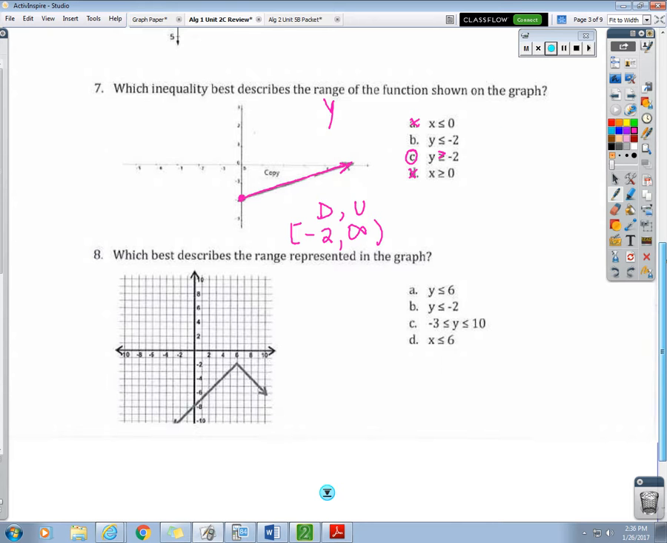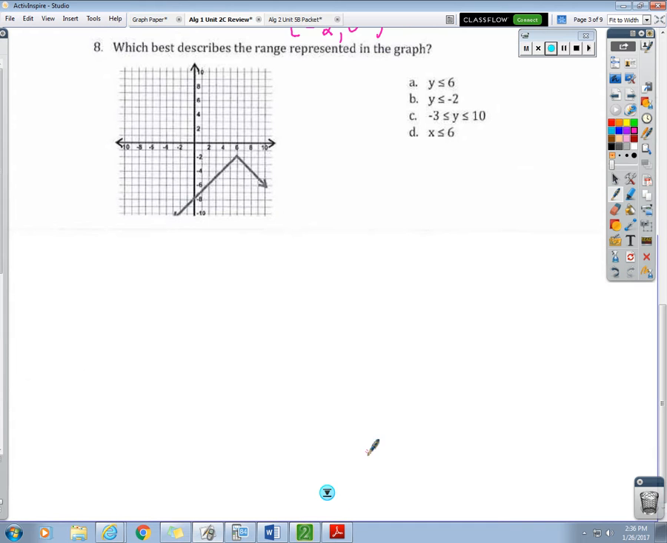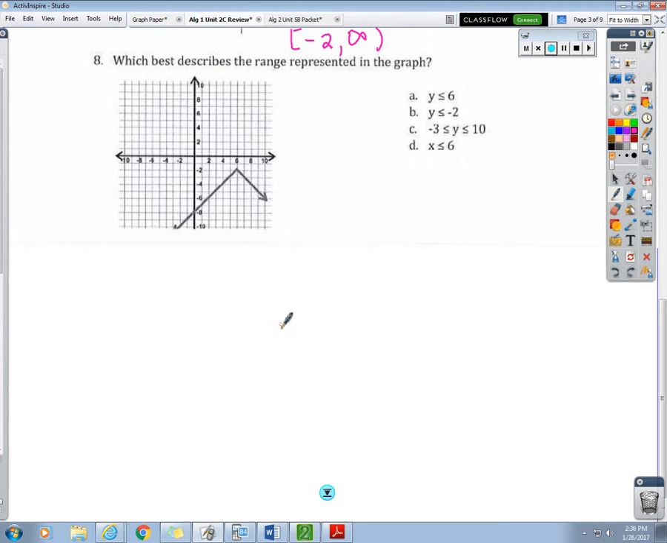Okay, number 8. Which best represents the range represented in this graph? Well, again, range is y values, which is down to up. How far down could you go if you were on that graph? Infinity, and since it's down, it's -infinity. How far up could you get? Right here, which has a y value of -2. So which one do you think it is? B.